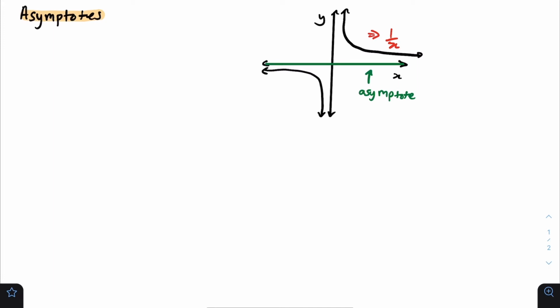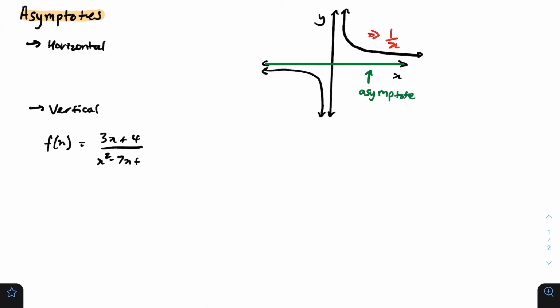So let's start with horizontal. Horizontal asymptotes are like so. They are actually the harder ones to calculate, so we'll leave that until after vertical. So let's start with vertical first. Vertical asymptotes are vertical, and the way you calculate them is quite simple. Let's say you had the function f of x equals 3x plus 4 divided by x squared minus 7x plus 10.